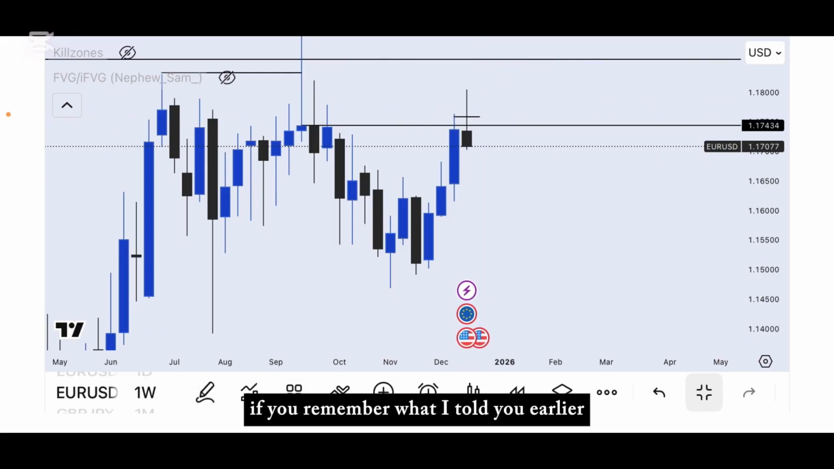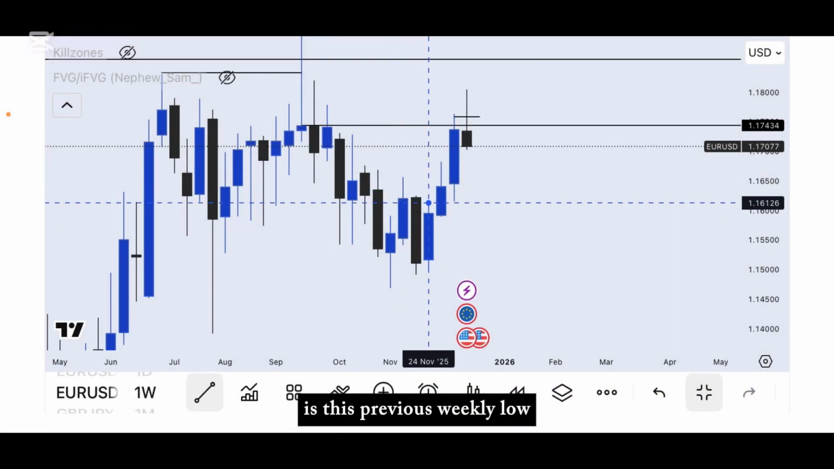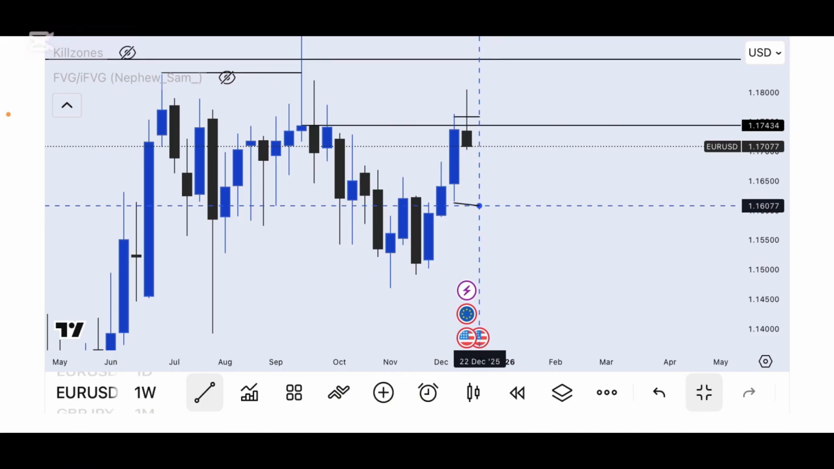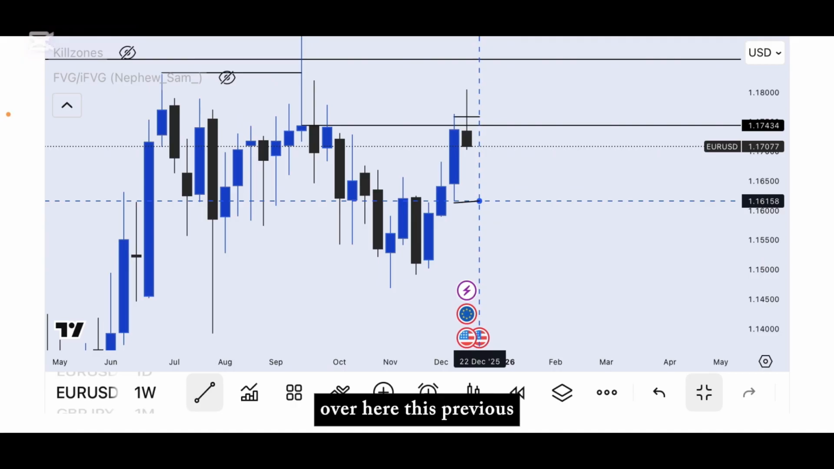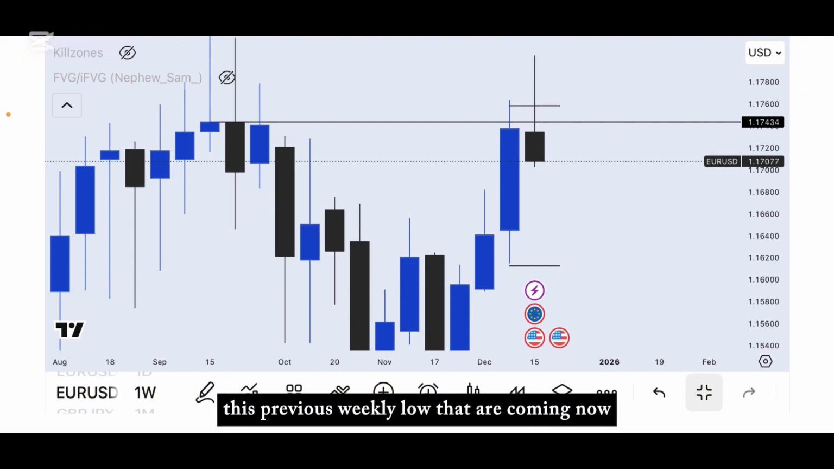If you remember what I told you earlier in this video, whenever the market takes out any candle high, the next place it is coming is the candle low. Like when it's reacting from any key level and takes out any previous candle high or low, the next place it is going is the opposite side of the candle. So the market has taken out this previous weekly high. The next place we are coming is this previous weekly low over here. Don't mind my drawing.